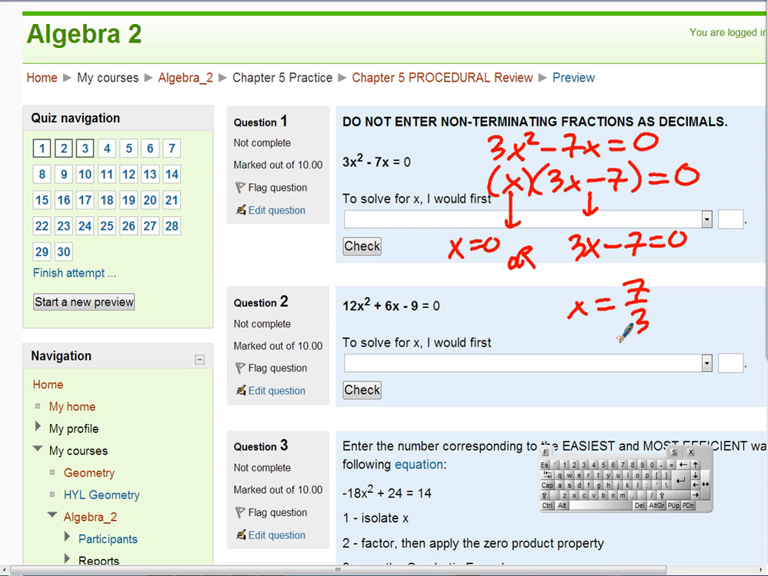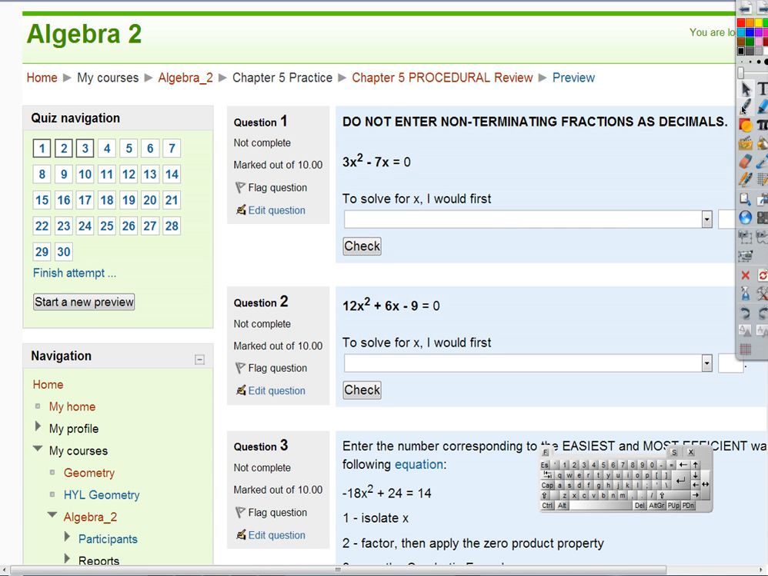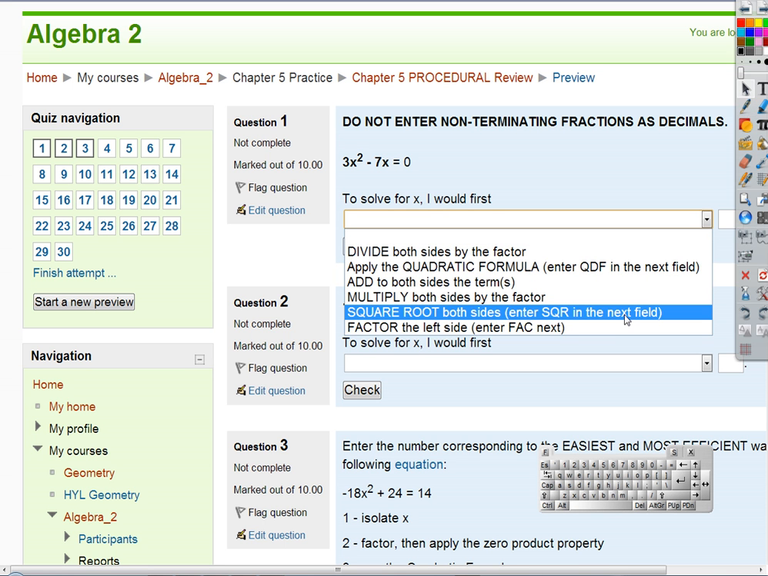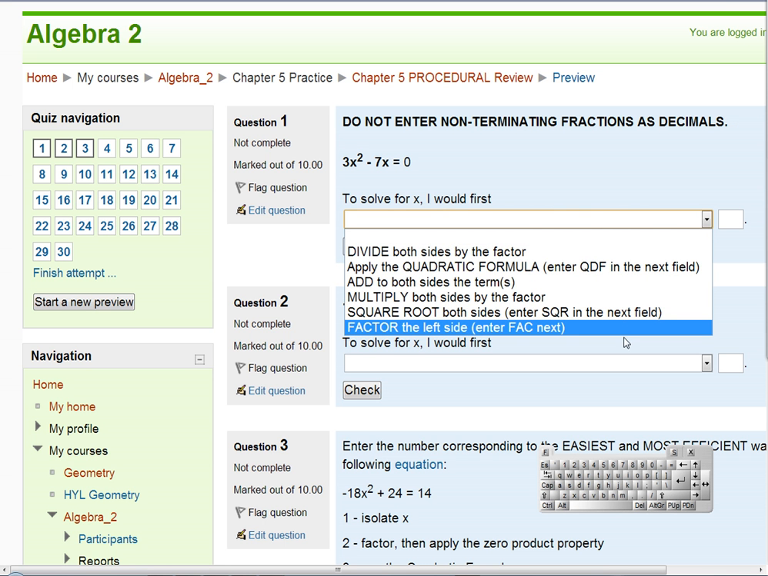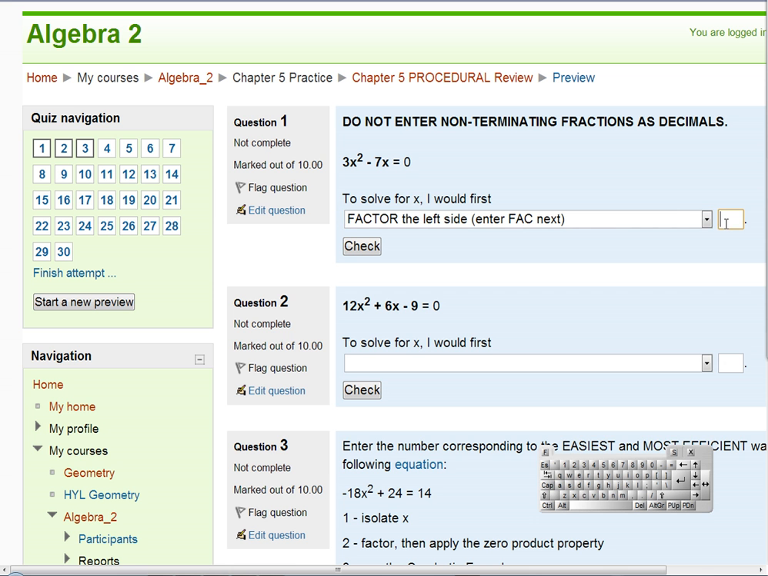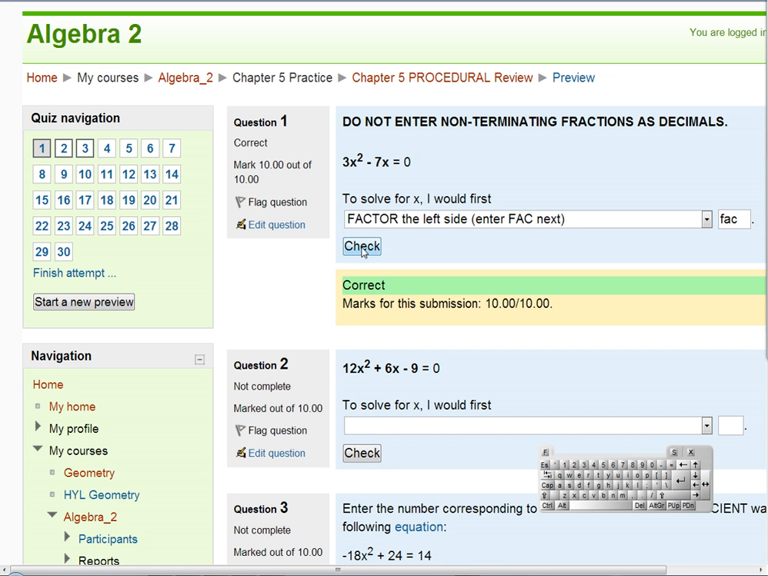How did we know to do that? Because I had x's in both terms. So I can just factor out an x and I'm practically done. Much easier than any of the alternatives, right? So there's an example where what we would definitely do is factor, and then here I would just put in FAC and check. So we just gotta type in that thing and then tell the job. Yep, right, exactly. Okay, now what about the next one?